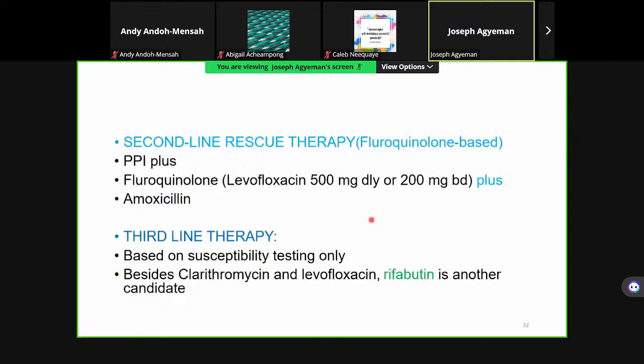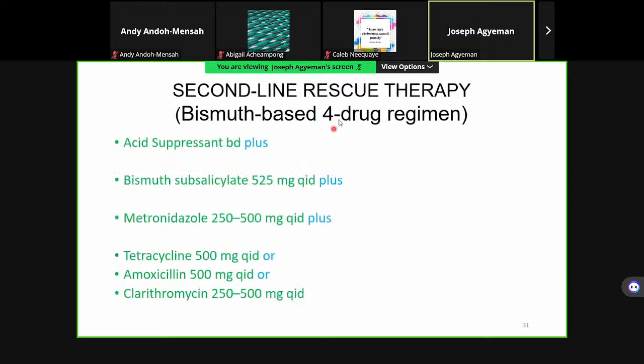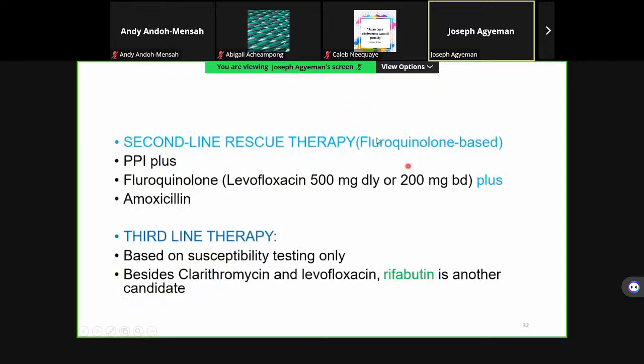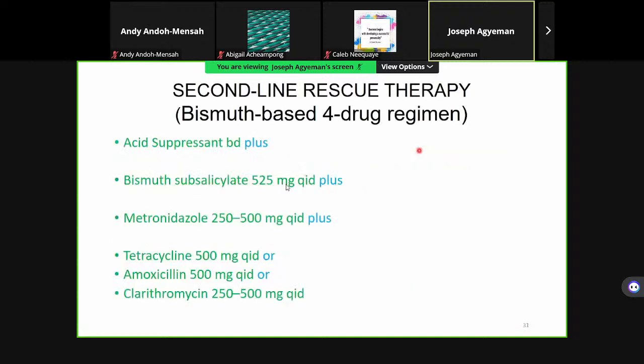What do you do? Then you also have another second line rescue agent, by this time the fluoroquinolone base. So you have the bismuth base second line rescue and the fluoroquinolone base second line rescue. All of these depends on the susceptibility pattern. So if you check and maybe there is resistance against fluoroquinolone, then obviously you are going by us, since this is easier.